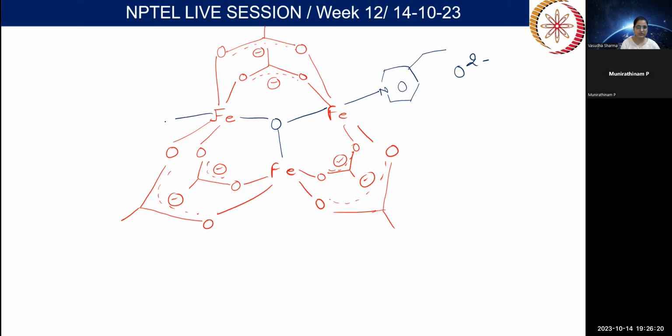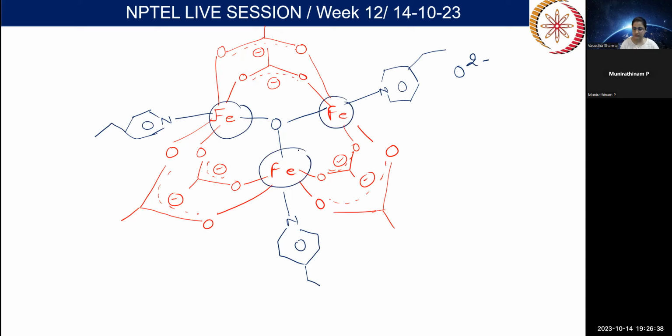So we have a nitrogen, and similarly here. So now its coordination number of 6 is completed, and all the 3. Now we need to find how these 3 irons are connected with each other. It has been found that 2 irons are in +3 oxidation state and 1 iron in +2 oxidation state.